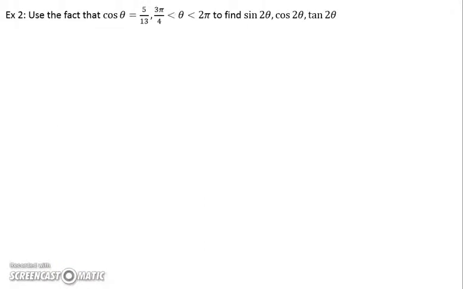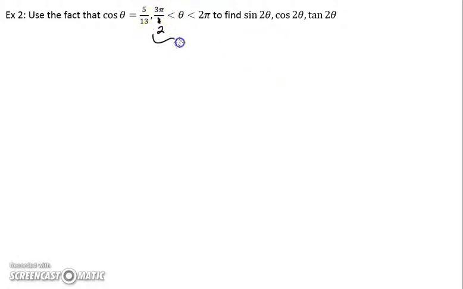So another way we can use this is to use the fact that cosine of theta equals 5 over 13, and theta is in between 3 pi over 2 and 2 pi. I'm sorry, that's a typo. That should be 3 pi over 2. We want to find sine of 2 theta, cosine of 2 theta, and tangent of 2 theta.